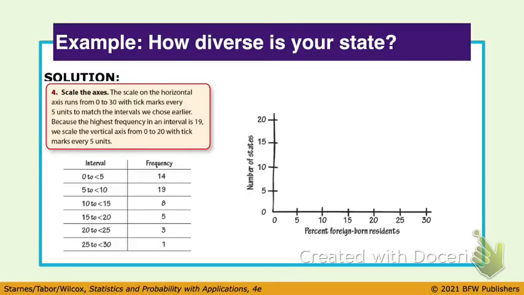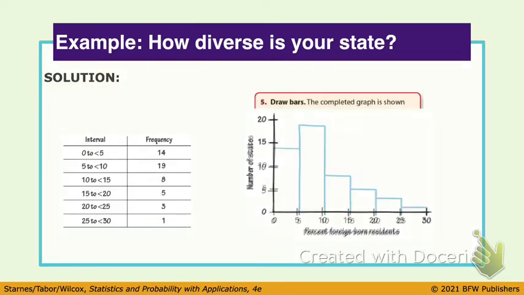So we're going to draw the 0 to 5 bar at a height of 14. And then the 5 to less than 10 bar, we're going to draw it at a height of 19. And it ends up being like that. Notice that the bars do touch. That's because our data goes one value right into the next. So from 0 to 4.9 goes right into 5 to 9.9, goes right into 10 to 14.9, and it's just a seamless number line all the way down.